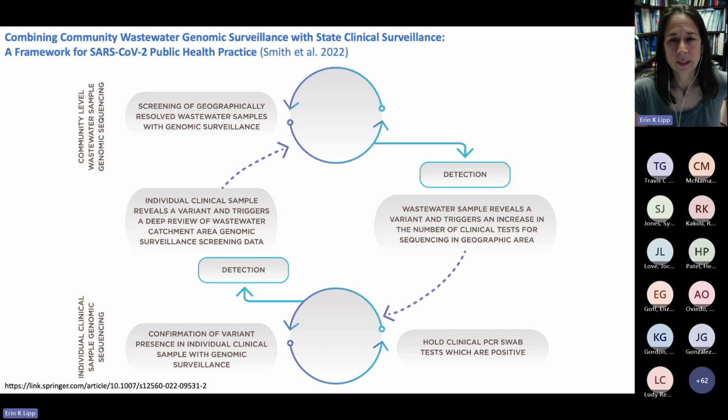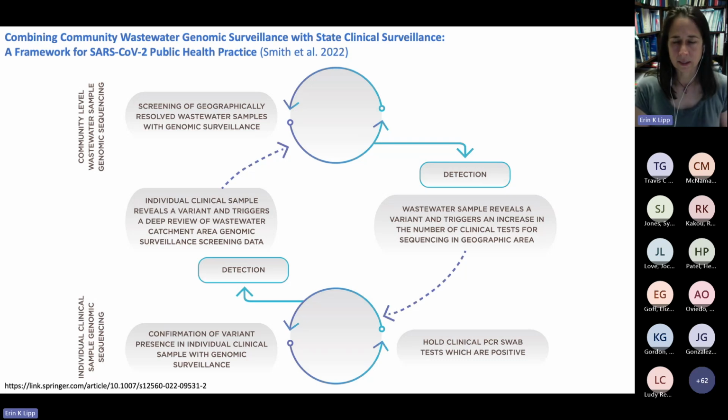I thought this was a really nice chart that goes over how working with clinical labs as well as wastewater surveillance really can work together, especially as we start looking at genomic surveillance. This was work that's been done in Kentucky. We can start at the top here. This is community level wastewater sampling genomic sequences. So you have geographically resolved wastewater samples. Again, we know what a sewer shed looks like. We know the community that it's collecting from.